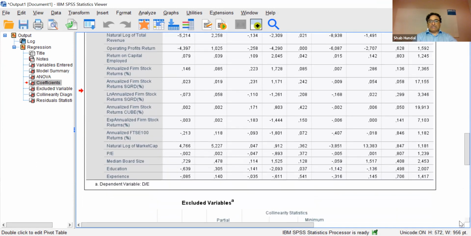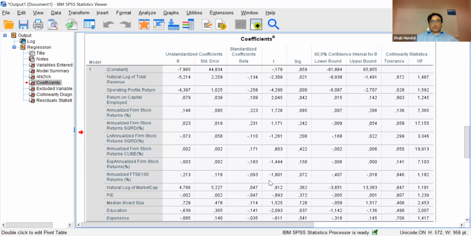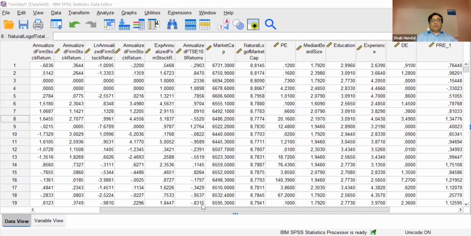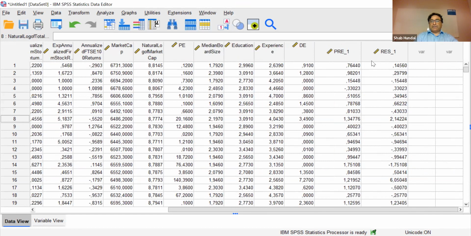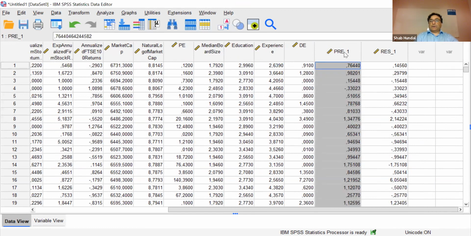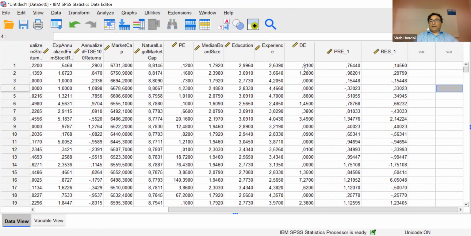Nothing more, nothing less. So if you have any concerns or issues, let me share my screen once again with you of the data. And the data is here. You can see here that there are two more variables automatically added. And what are they? This is the predicted value of your dependent variable.